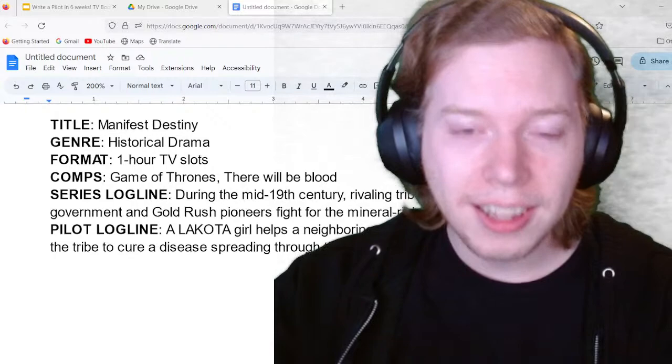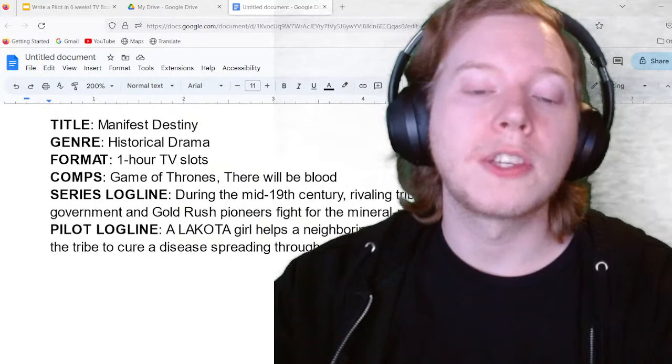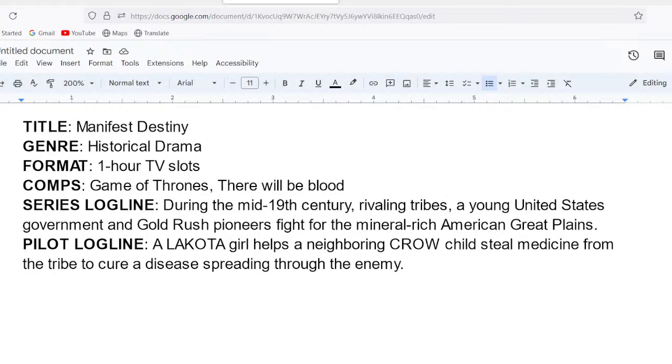And this does sound like an interesting overall idea. The series logline is fantastic. There may not be much to change there. Mid-19th century, rivaling tribes, a young United States government. You mean rivaling indigenous tribes, right? Oh, yeah. Rivaling indigenous tribes, a young United States government, and gold rush pioneers fight for the mineral-rich American Great Plains. Fantastic, efficient sentence that puts us right in the world. We know the location, the time period, and all the different parties involved. This is going to be a big ensemble historical drama. I'm gathering that from it.